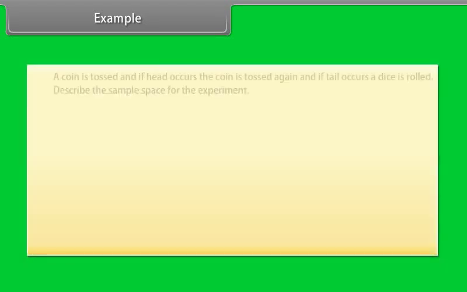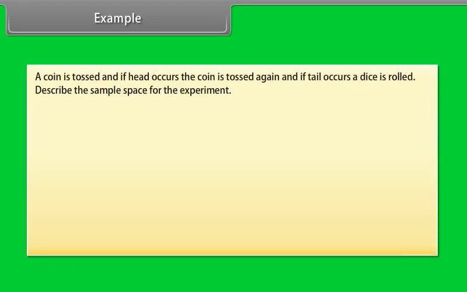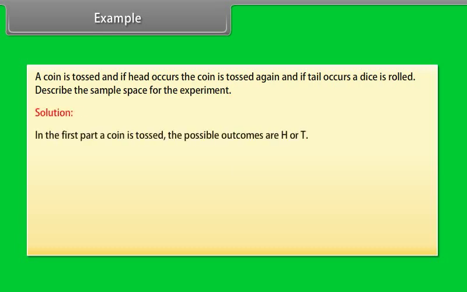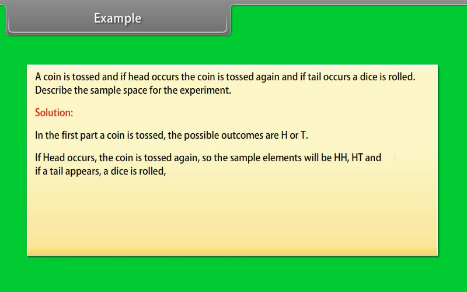Example. A coin is tossed, and if head occurs, the coin is tossed again, and if tail occurs, a dice is rolled. Describe the sample space of the experiment. Solution. In the first part, a coin is tossed. The possible outcomes are head or tail. If head occurs, the coin is tossed again.